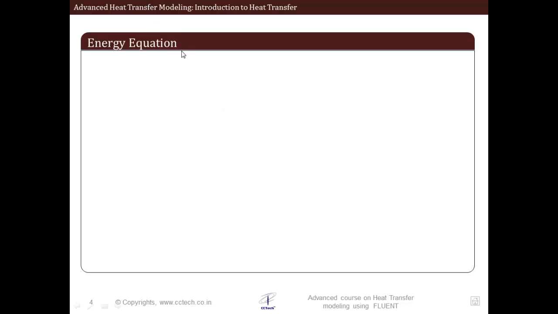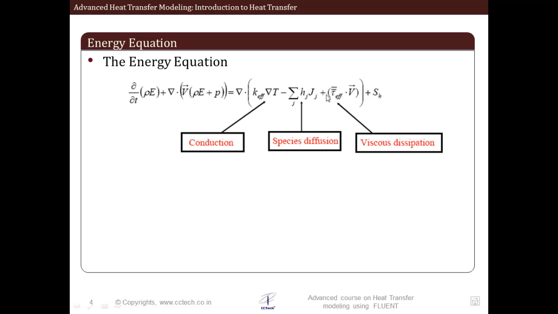Before we go into details of the modeling setup, we will see what the energy equation is that is used in order to solve a CFD heat transfer problem. The energy equation looks like this. It has an unsteady term, a convective term, a diffusion term, and species diffusion and viscous dissipation terms.